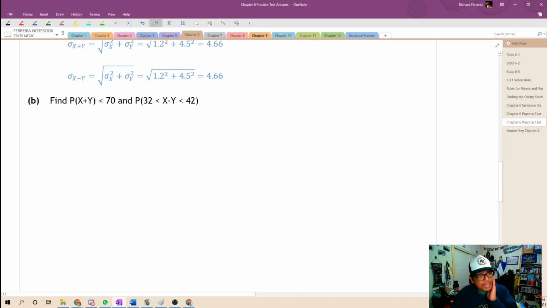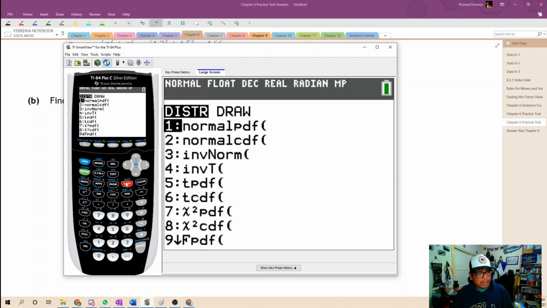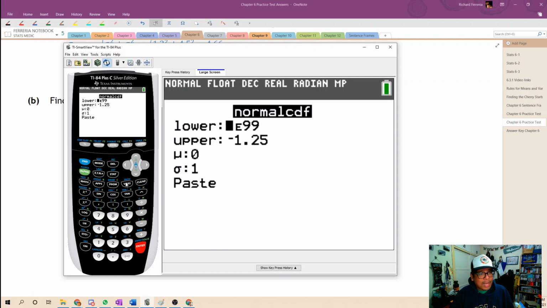Now part B says to find the probability that x plus y is greater than 70. So we'll start with that. Sorry, less than 70. And for this one, we're just going to shortcut our way around it with the calculator. Since we've already shown in the previous video, we've already shown calculating the probability with the z-score.